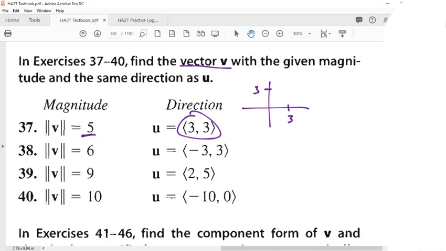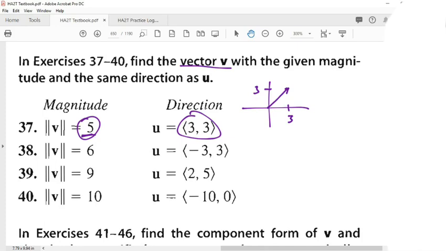So that means that's the point, and this is the vector, the direction that it's going. It has to go in the same direction, but it has to have a length of 5. So let's first find the unit vector, because we could just take the unit vector, multiply it by 5, and then that becomes a new vector that has the length of 5. And so what is our unit vector if our vector is (3, 3)?